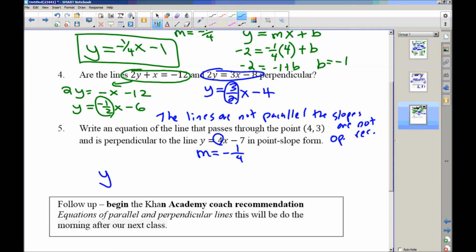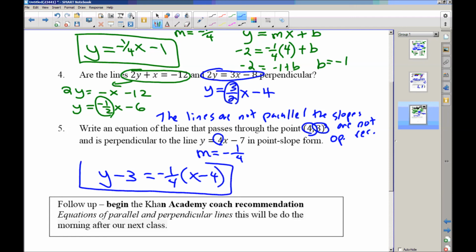And now I'm just going to do y minus the y coordinate of the point that we have, which is 3, equals our slope we want, and then x minus the x coordinate of our point, which is 4. And then we are done. Okay? Because we have it in point slope form, which is what they asked for.